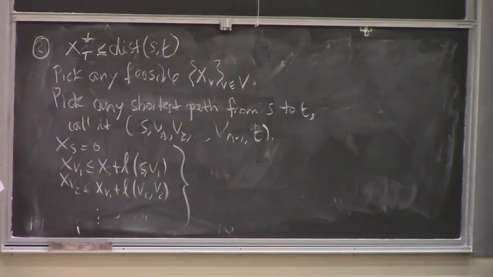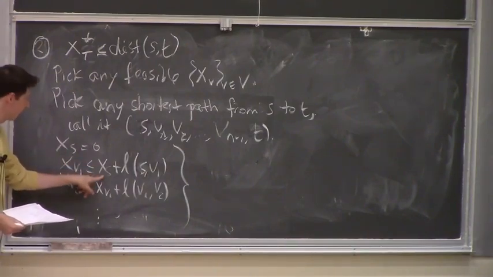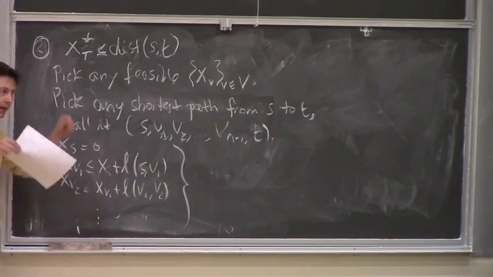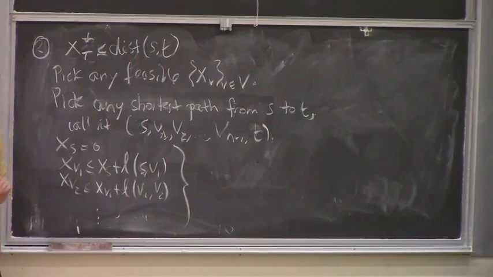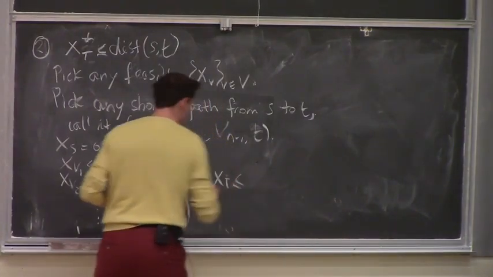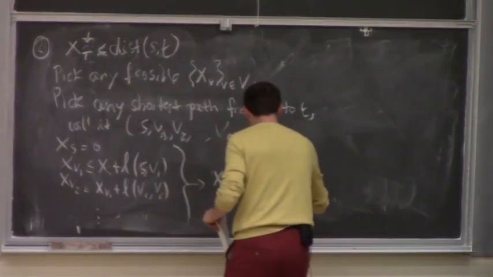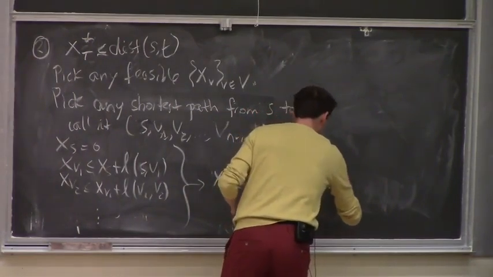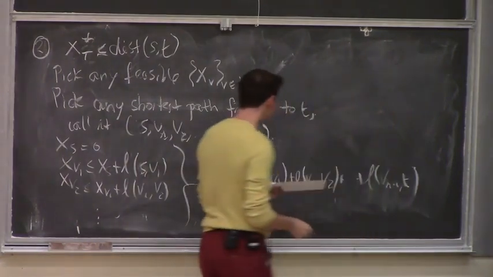Now things will cancel, right? Because xs will appear once on the left-hand side and once on the right-hand side. xv1 will appear once on the left-hand side and once on the right-hand side. So we can cancel all these things. Now these L's will stick around, of course. What is the one variable that will stay around? xt, right? So this will say that xt is at most the sum of all of the lengths on the path, which is L from S to V1, from V1 to V2, and so on up to L from V n minus 1 to T. But what is this equal to?